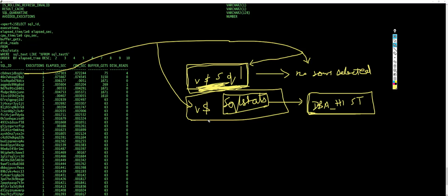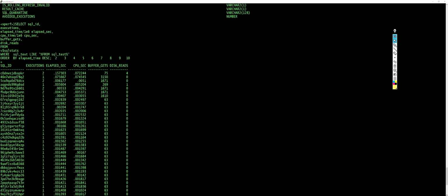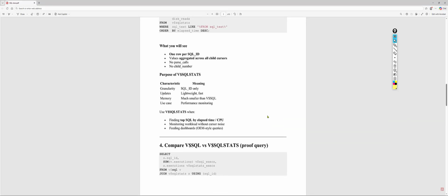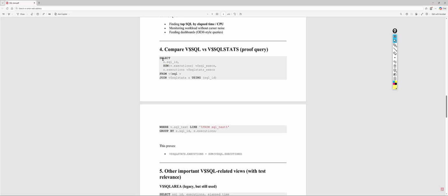V$ views are also dynamic, so they will flush all the information from the memory. The V$ views are completely memory related views, so they are not permanent. DBA views are disk related views. So next, let us combine both these views and compare the information.